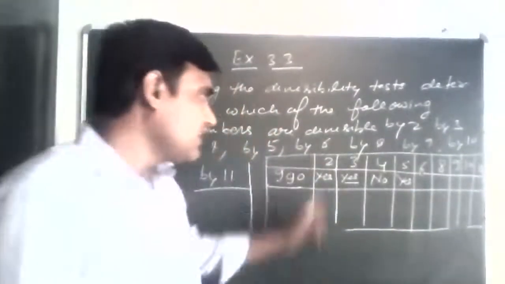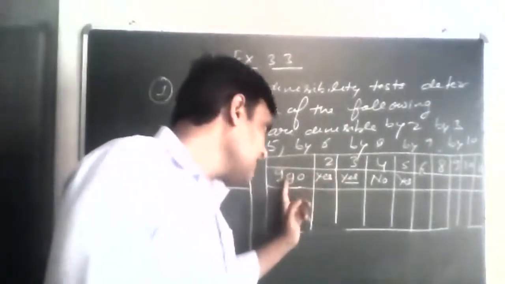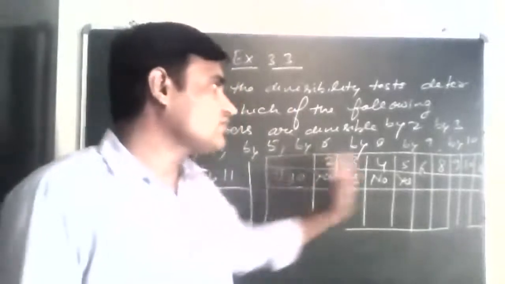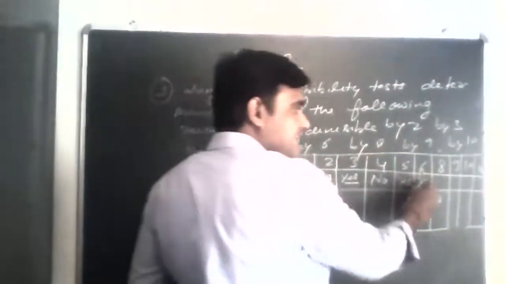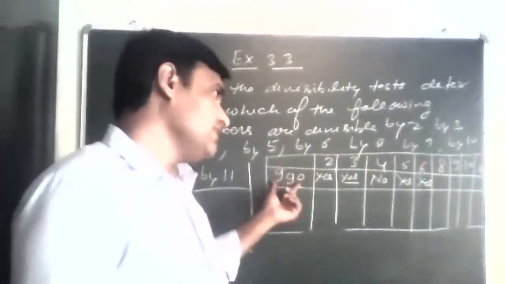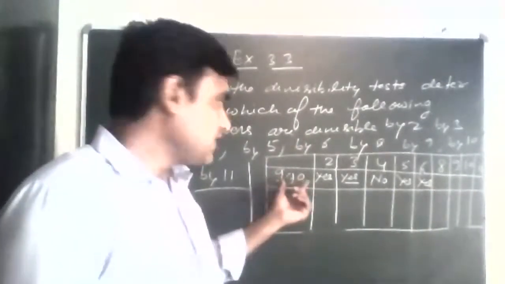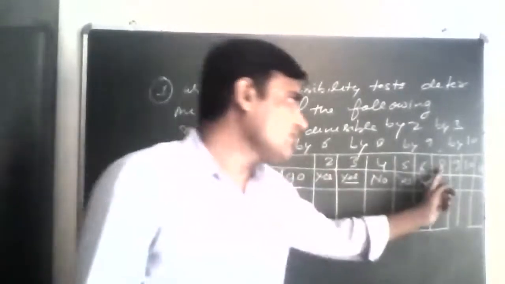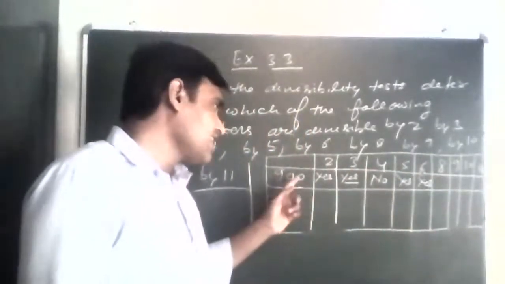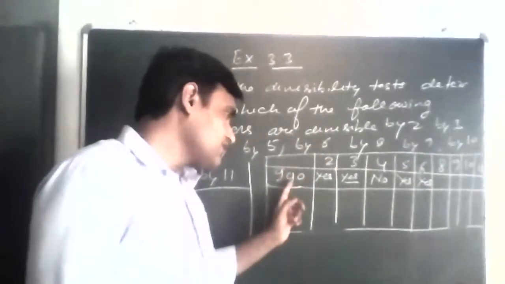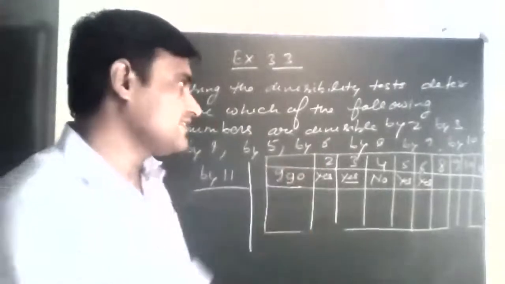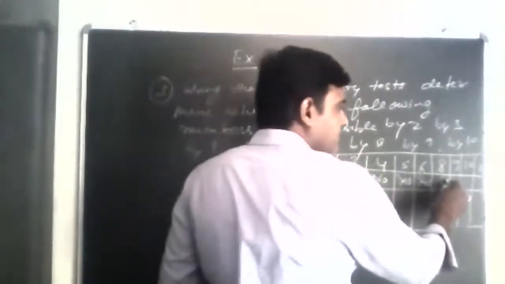Now 6. Number 990 is divisible by 2 and 3 both. Therefore, it is also divisible by 6. We write yes here. Now for 8, we take the last 3 digits of 990. If the last 3 digits are divisible by 8, then the number is divisible by 8. 8 ones are 8, 8 twos are 16, 8 threes are 24, remainder 30. Not divisible by 8. So we write no here.